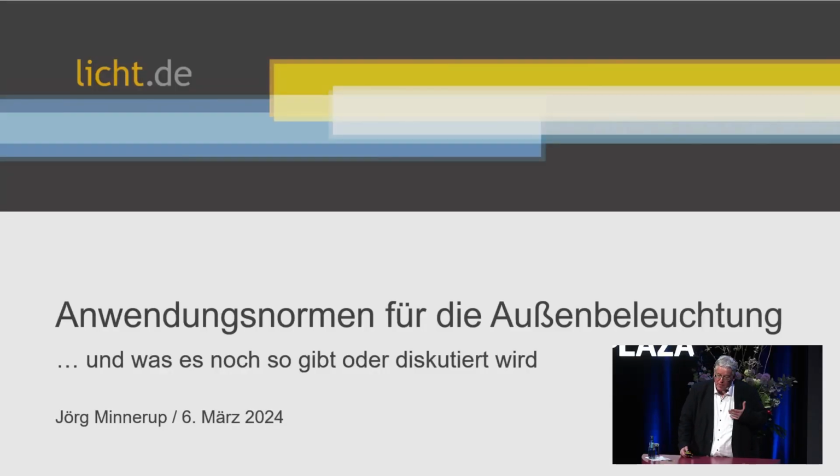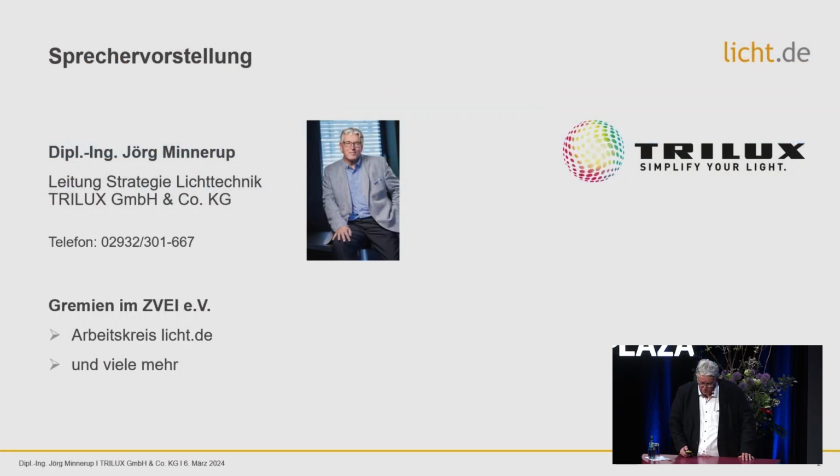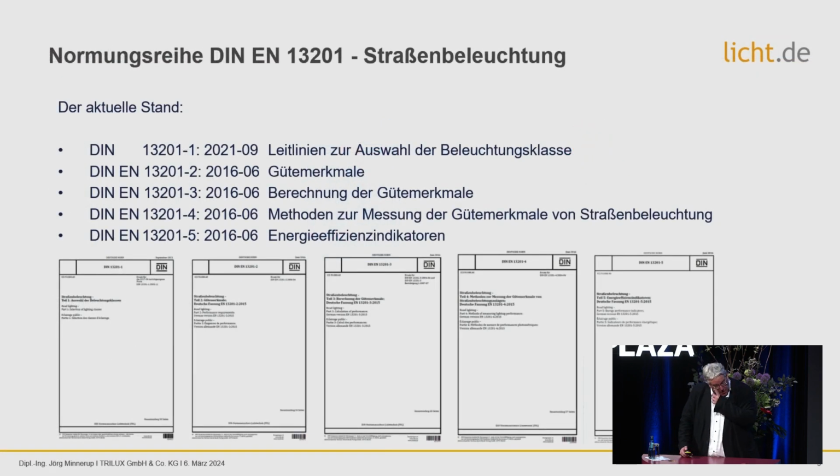I would like to put a focus on streetlights today, and what's being discussed there at the moment, without knowing that's already part of the standard. The streetlight standard is made up of 5 different parts. The first one is a purely German part: selection of lighting classes, quality characteristics, calculations of quality characteristics, methods of measuring the quality characteristics of streetlights, and energy efficiency indicators.